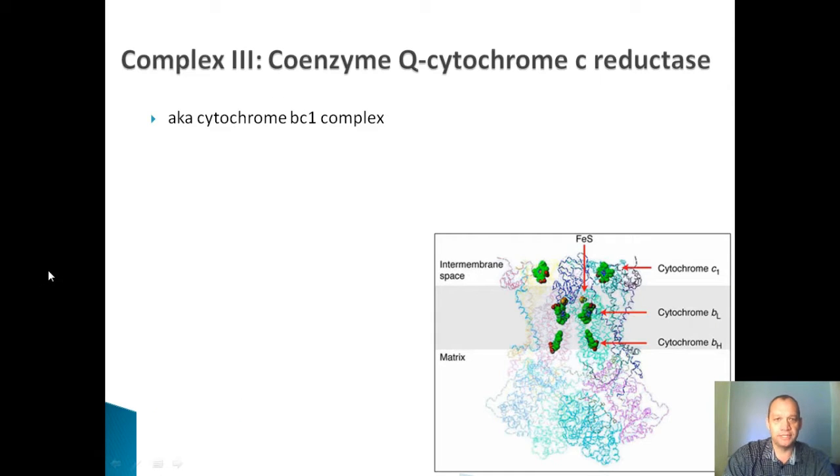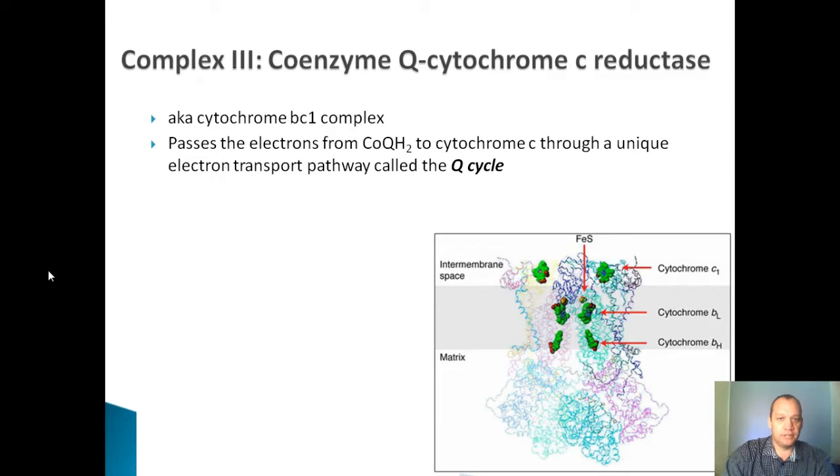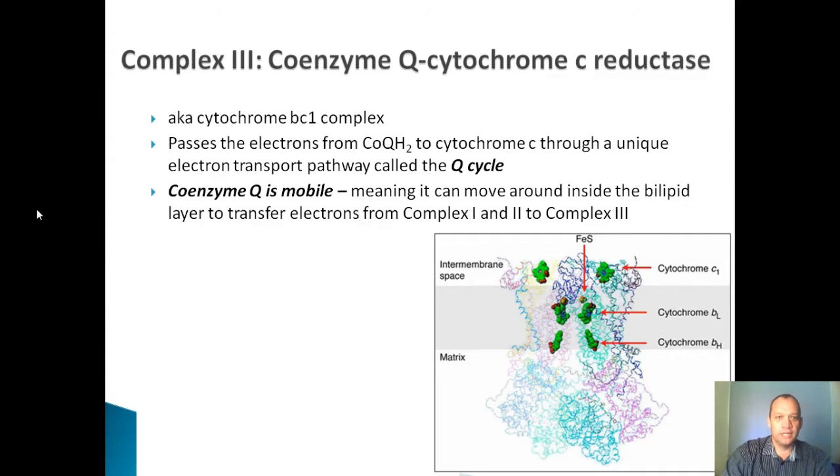So starting off with complex 3, it's also called coenzyme Q cytochrome C reductase or cytochrome BC1 complex. It passes electrons from reduced coenzyme Q onto cytochrome C through a unique electron pathway called the Q cycle. The coenzyme Q is mobile, meaning that it can move around inside the lipid layer to transfer electrons from complex 1 or complex 2 onto complex 3. When we say mobile, we of course mean it's not free to move throughout the entire cell or the entire mitochondria. It is soluble within the lipid bilayer itself.